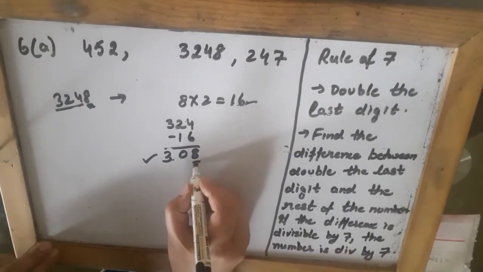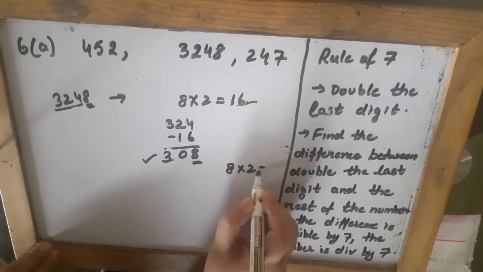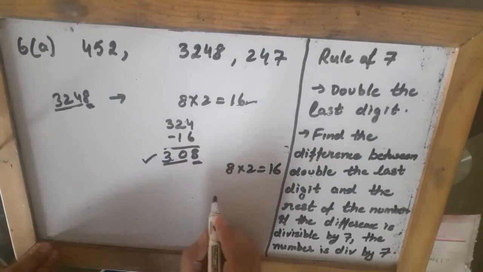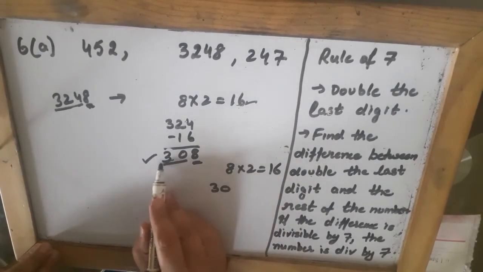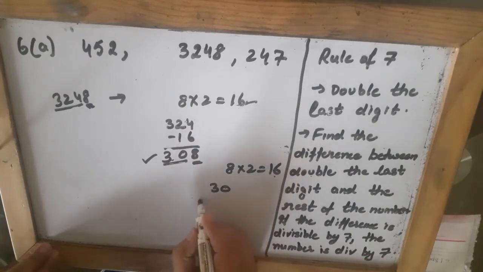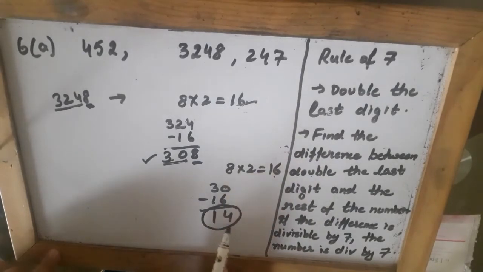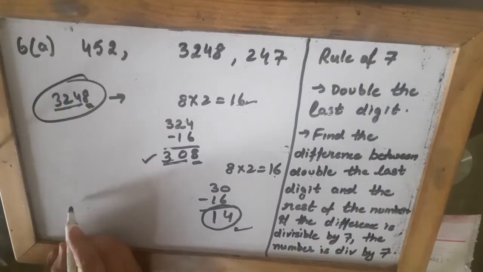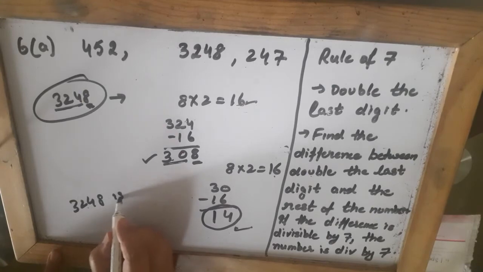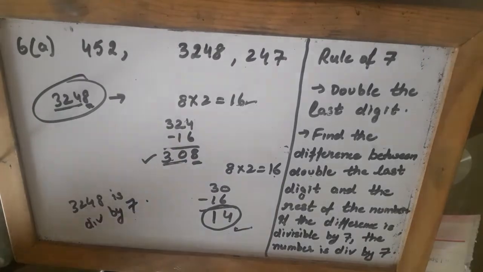I will take the last digit 8, 8 twos is 16, and from the rest of the number, that is 30, I will subtract this 16. So what will you get? You will get 14. Now I can find out from 14. Is 14 divisible by 7? Yes, this 14 is divisible by 7. 7 twos is 14. So it means that 3248 is divisible by 7. So this is the divisibility rule of 7.